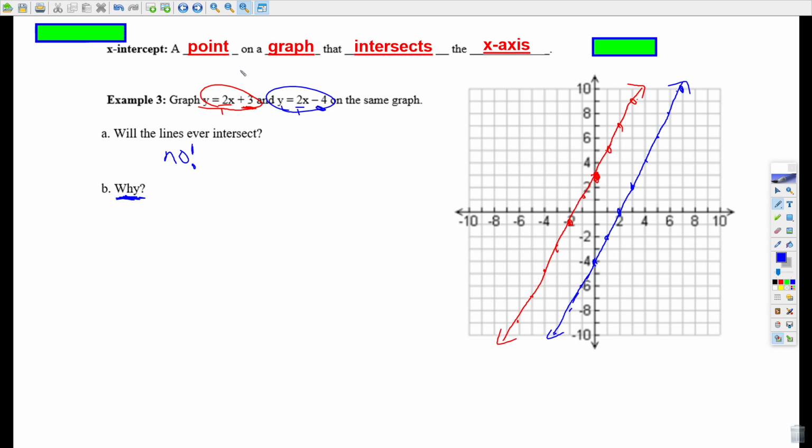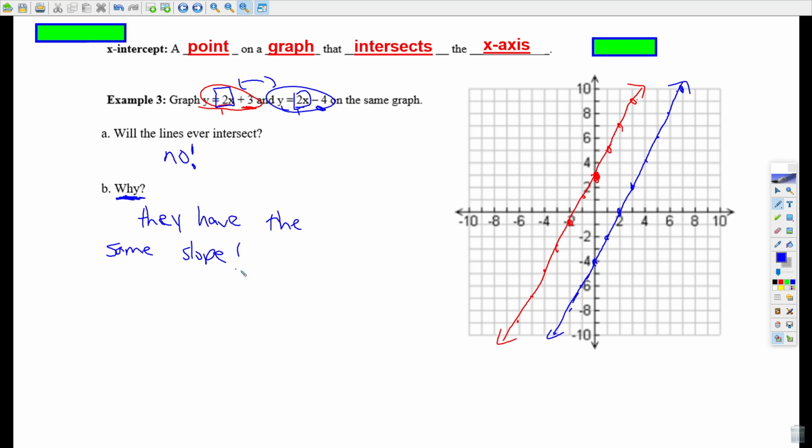If you go back to the equations, if you just look at these two equations, how do you know that they're not going to intersect, before you even graph it? What do they have that is the same? Right there. They both have the same slope.